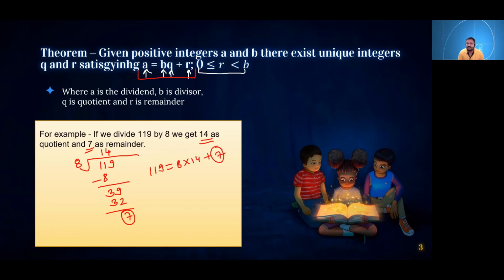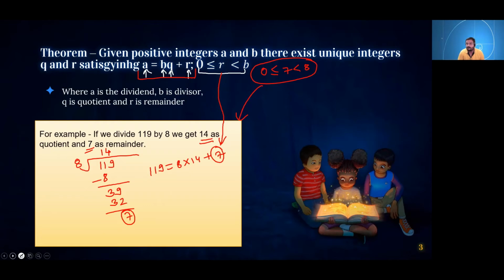Now you can see here this value of r is between 0 and b. b is nothing but the divisor. You can see the value of r is greater than 0 and it is less than the divisor for this example. Now how to find the HCF using Euclid's division lemma?